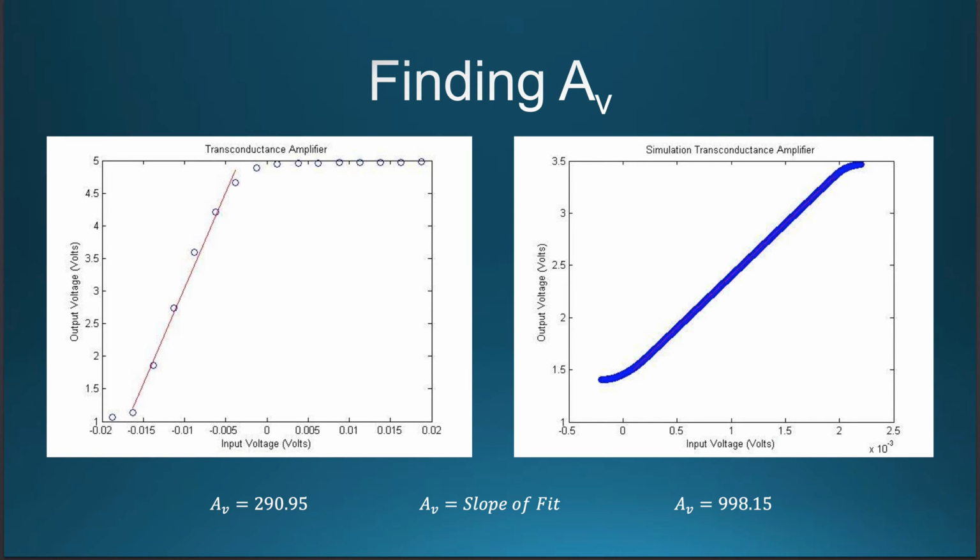Here are the two graphs of measured data and simulation data that we're using to find the gain of the circuit. As you can see, we use the slope of the line from the input voltage compared to the output voltage to find the slope, which is the gain. Our measured data happens to be one third of the gain of our simulation data.